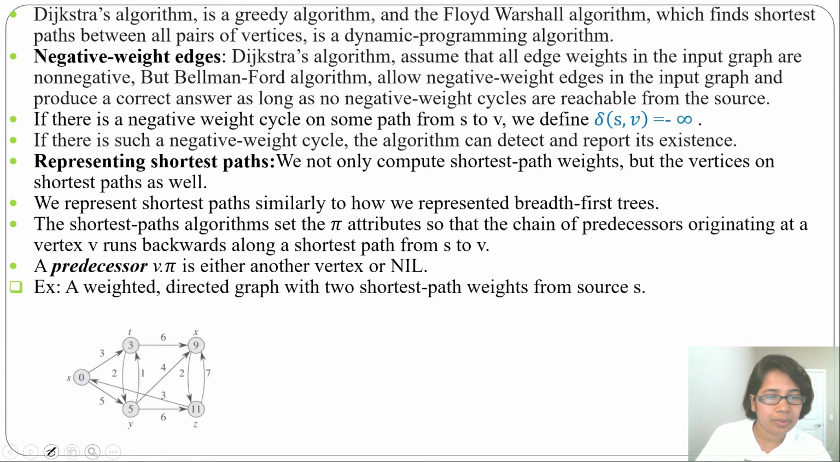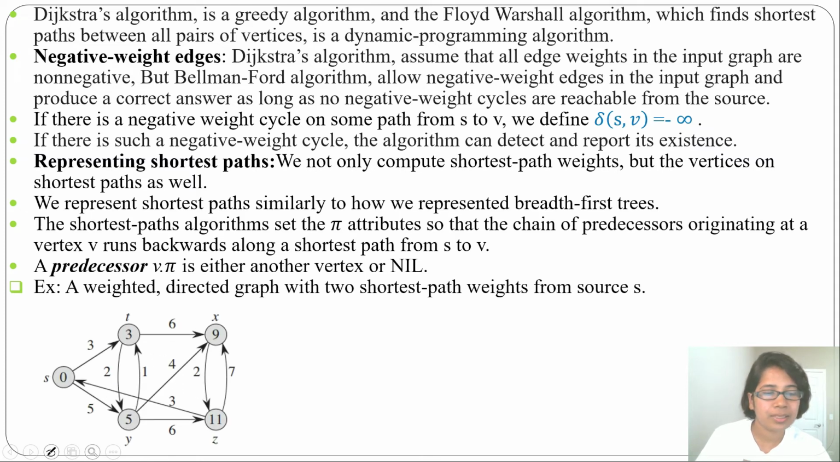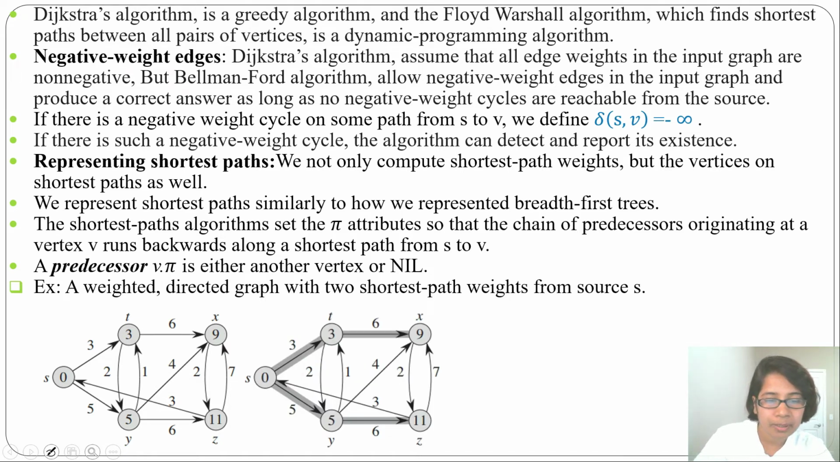Let's see an example. This is a graph. Now we'll see the shortest path from S to every other vertex. So this is one shortest path. From S to T, the shortest path is 3. From S to X, the shortest path is 9. So here the cost is 9 and this is the path, 3 plus 6 equals 9. From S to Z, the cost is 11, 5 plus 6 equals 11.